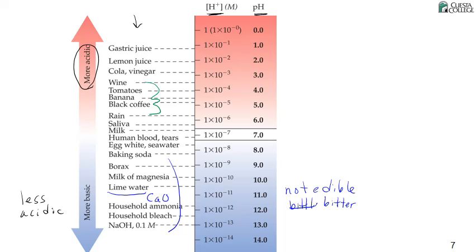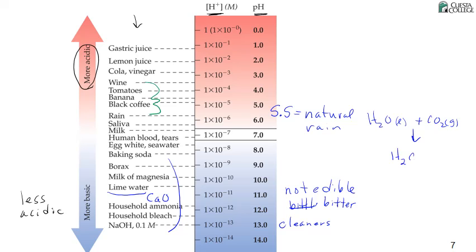Lots of the basic materials, though, end up being cleaners, because cleaners tend to be basic in order to help dissolve fatty molecules. You might notice that natural rain has a pH here of about 5.5, which is slightly acidic. Natural rain is slightly acidic because the water, as it falls through the sky, will interact with carbon dioxide in our atmosphere. And if we just add up all those elements together, you end up with H2CO3 that's dissolved in the water and lowers the pH a little bit, making it a little bit acidic.